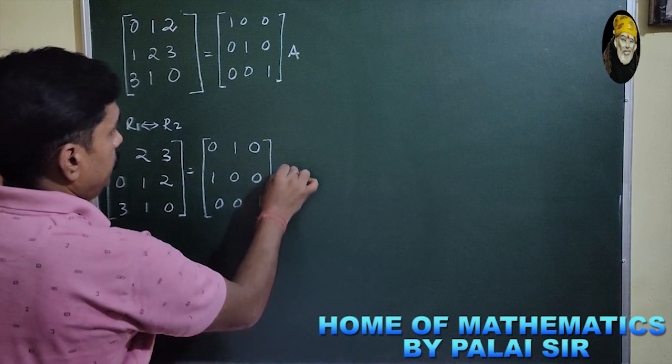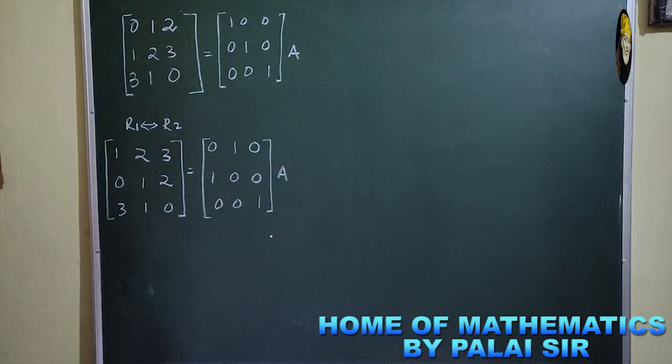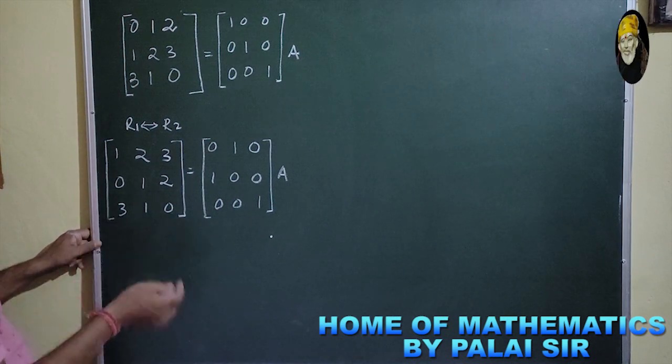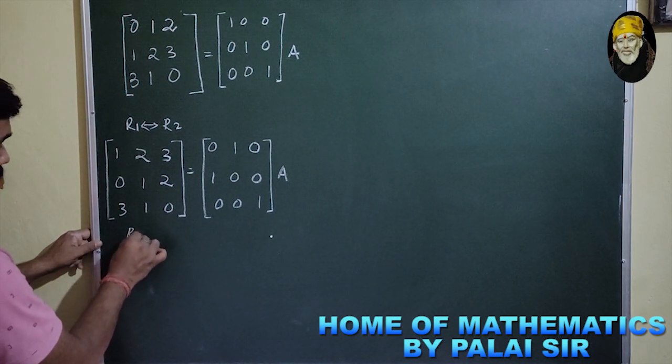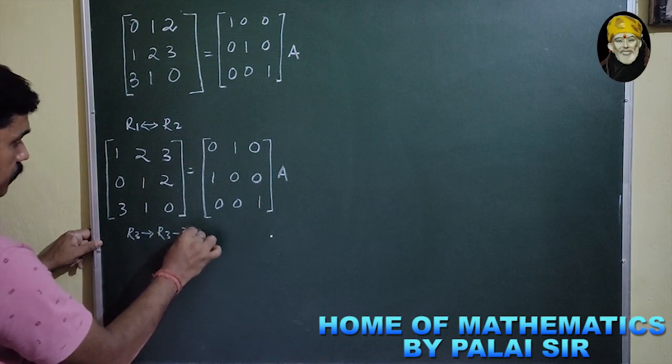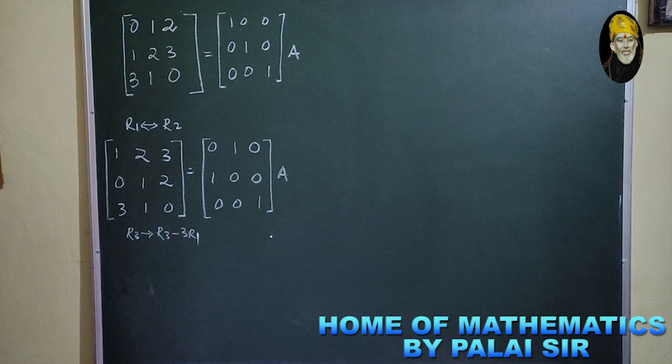This into A. In your next step, you have to make it 0 also. So what you have to do? You write R3 equal to R3 minus 3R1. So what do you find?